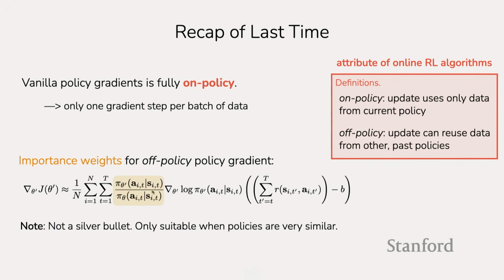I should also mention that the math behind importance weights is very simple and very nice, but it's important to remember that this isn't a silver bullet. This sort of approach is only suitable when the policies are very similar to one another. And if the policies are very different, then this ratio will get very large or very small, and you'll also just have a worse estimate of your gradient.